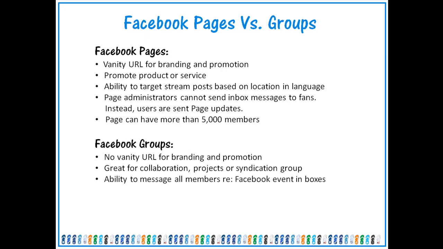You have the ability to message all the members. So this is the difference. If I had a group, I could have sent my Facebook event for this webinar tonight to your inboxes. That's the ability that your group has. And you have up to 5,000 members, but that's where you're going to max out. The mass mailing from anyone in the group.